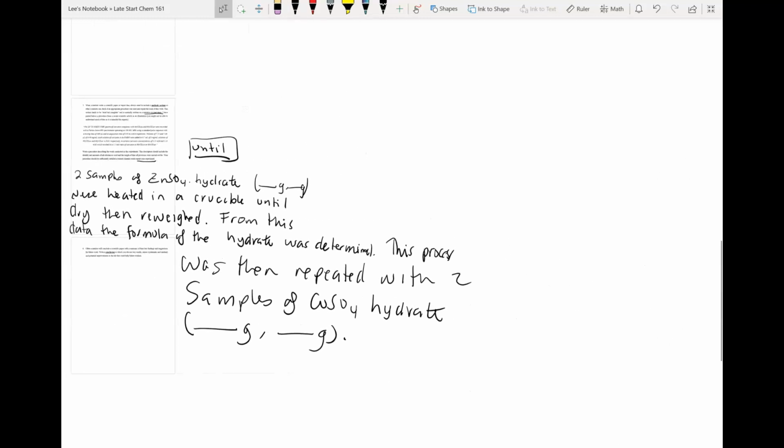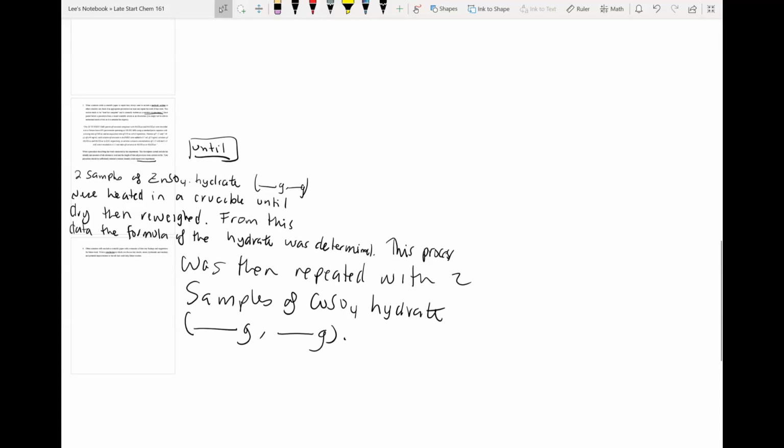So it's pretty simple, right? Two samples of zinc sulfate hydrate, and you give their masses, were heated in a crucible until dry, then reweighed. From this data, the formula of the hydrate was determined. This process was then repeated with two samples of copper sulfate hydrate, and again I give the masses. So I think that works great. I think that's a classic sort of brief but complete.